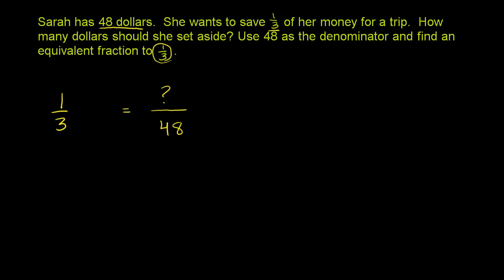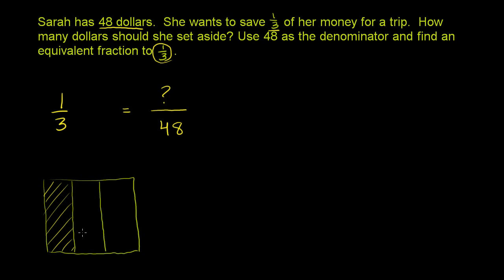So let's think about what this means for a second. If we were to draw one-third, it looks like this. You could imagine a box or a pie, I guess. So let's say that this is my pie, and I have it split into three even pieces. And one-third is one of those three pieces. That is what one-third means.